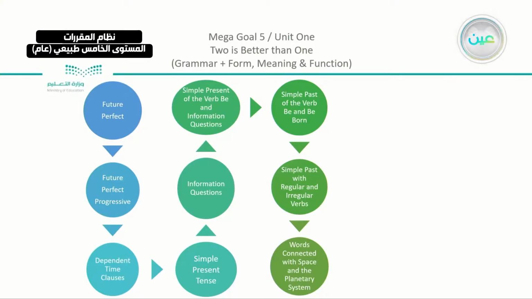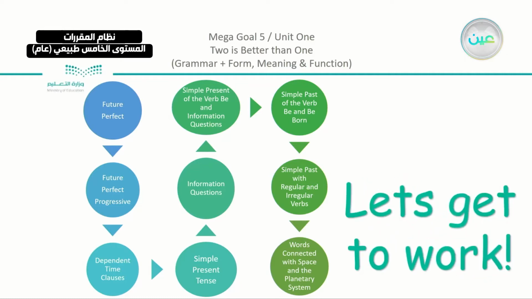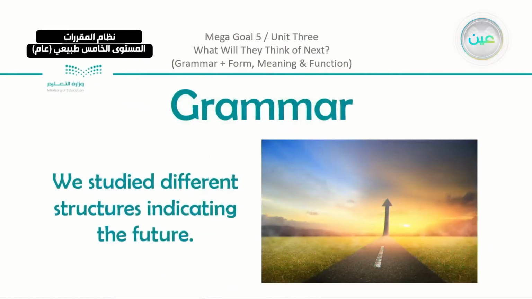Now we're going to just take a general look at it. So we're going to start. We have the first part, which is the grammar. Now what did we do? Since the unit was about the future in general, the grammar was also related to the future. We studied different structures indicating the future.